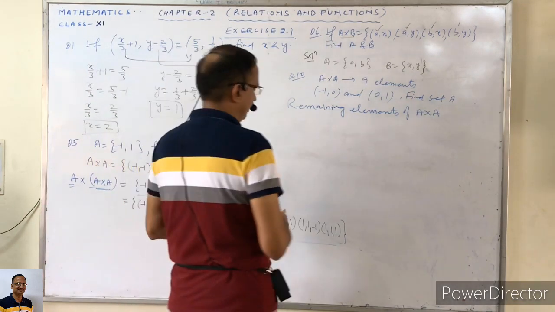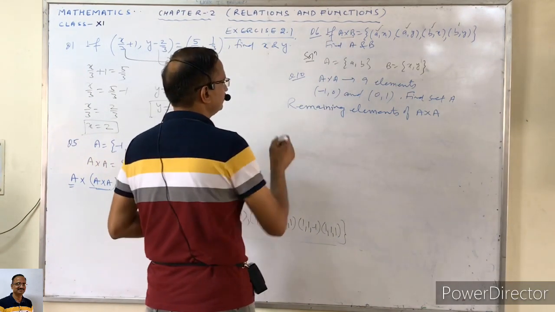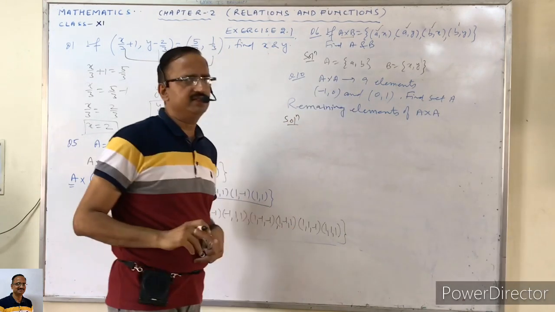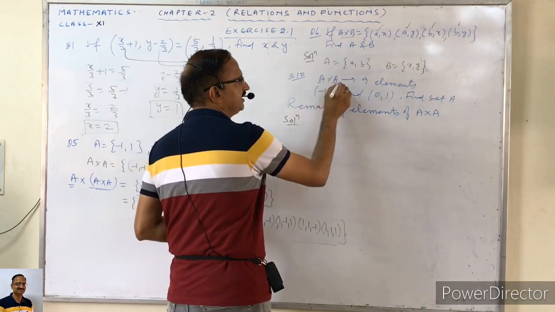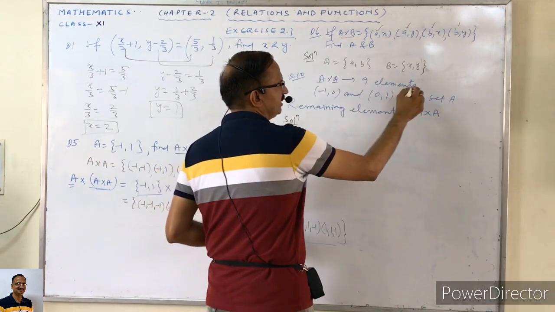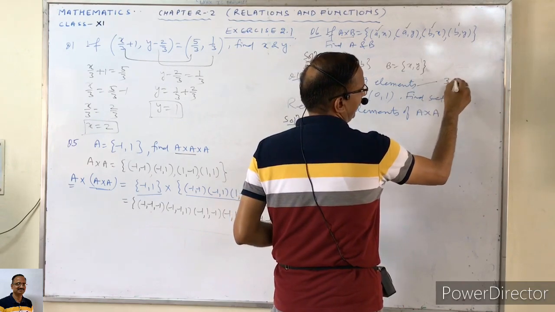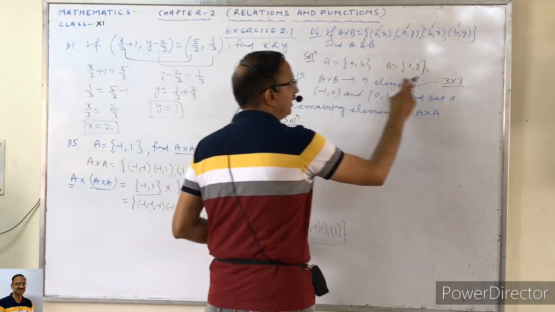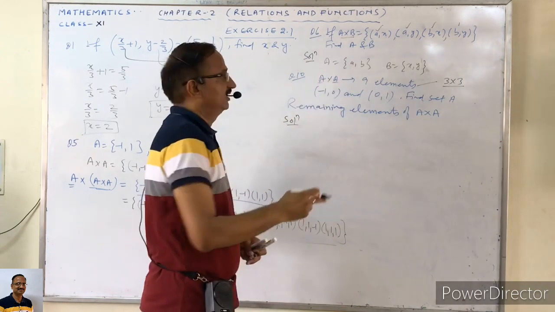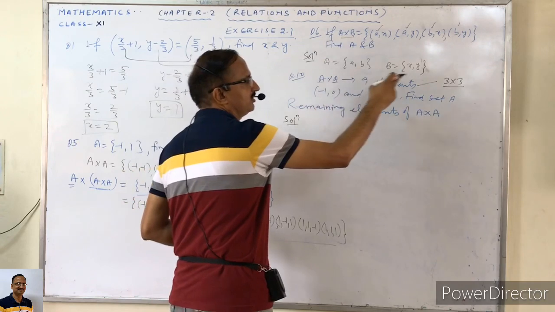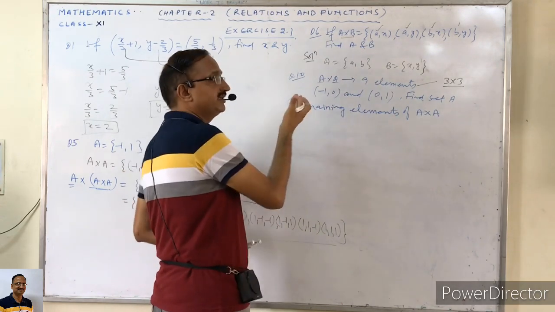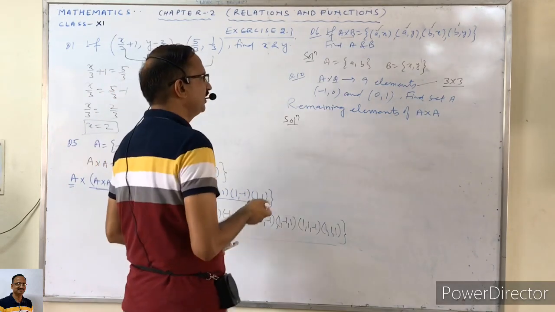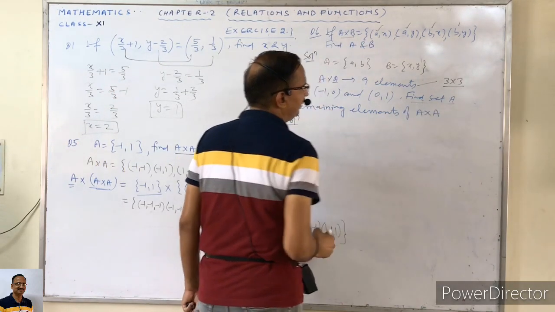So let us start the solution. This A cross A has 9 elements and both the sets are same. So these 9 elements are possible if we have the combination 3 into 3. It means set A has 3 elements and the second set A also has 3 elements. Both are same, A and A, so both must have same elements.